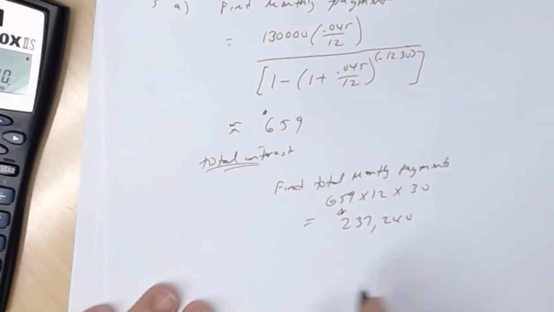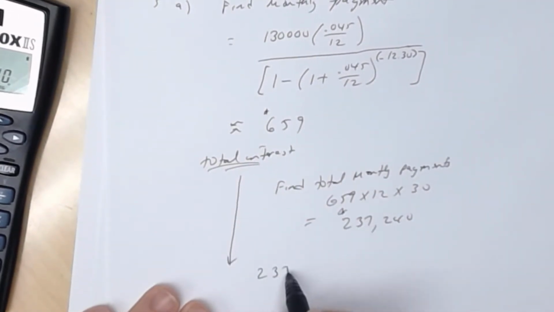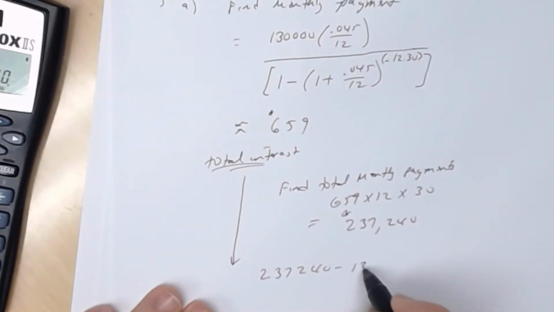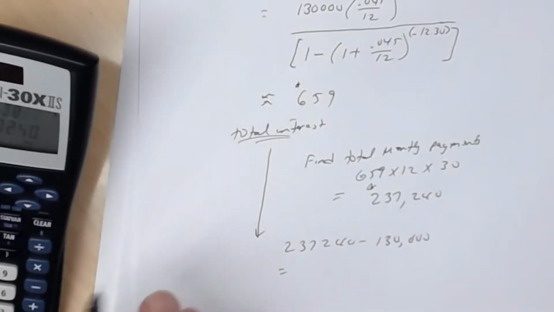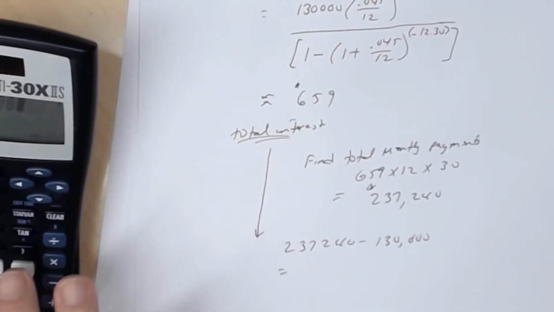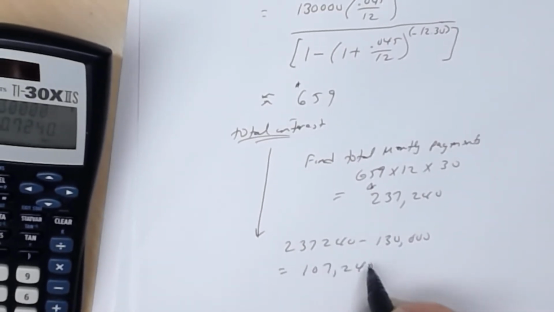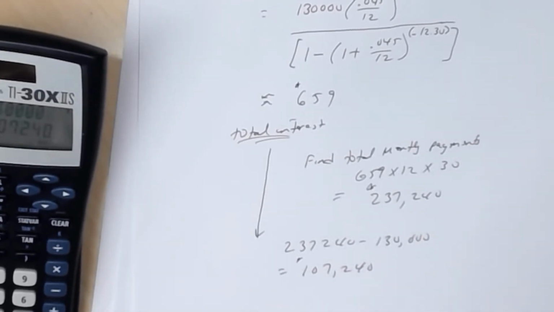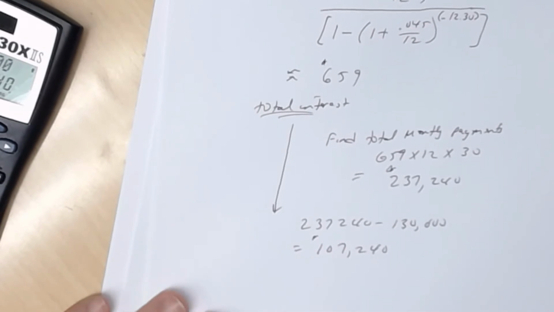Okay. So the total interest then will be this amount minus the amount you borrowed, which gives me $107,240. Okay, so that's a lot of interest. Think about that. That's a lot of interest.